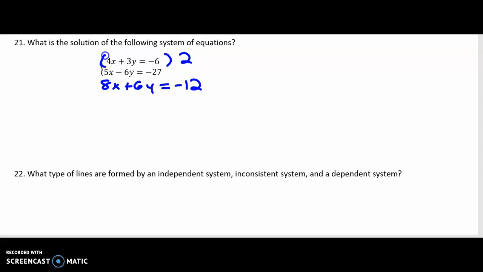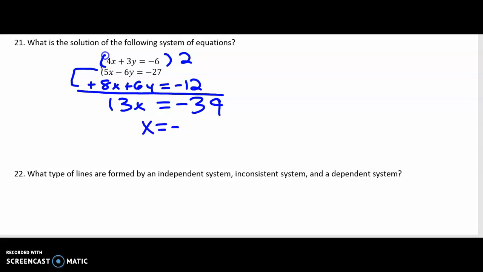When I get this, now what I'm doing is adding these two lines together. So straight down, 5x and 8x is 13x. Negative 6y and positive 6y cancel each other out. That is your elimination. And finally, negative 27 and negative 12 gives me negative 39. If I divide by 13, x is equal to negative 3. So there's my first part of my answer.